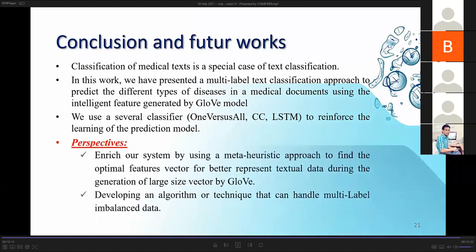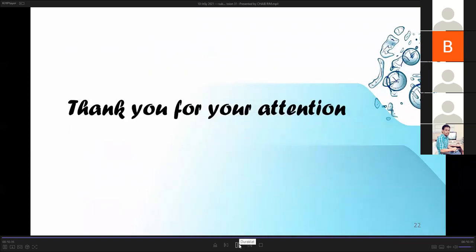In perspectives, we want to enrich our system by using a meta-heuristic approach to find the optimal feature vector to better represent the textual data during the generation of large-size vectors by GloVe, and to develop an algorithm or technique that can handle multi-label and balanced data. Thank you for your attention.